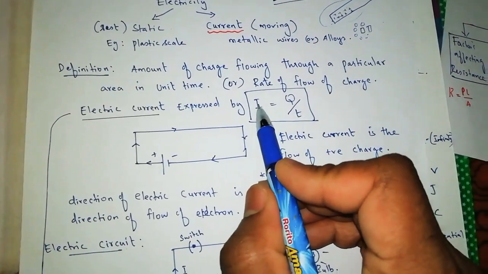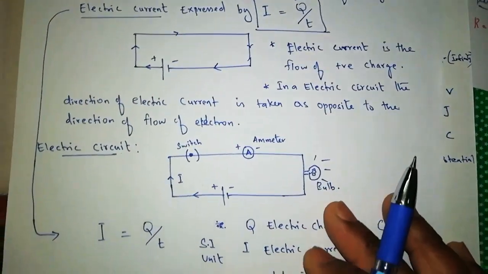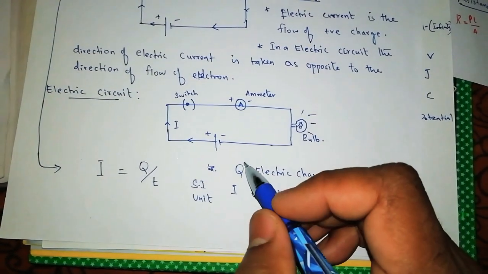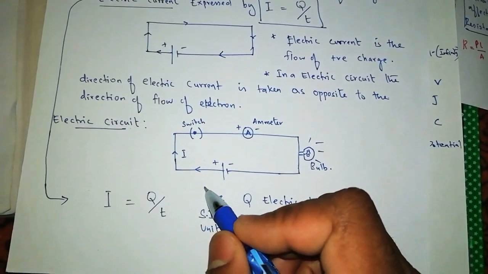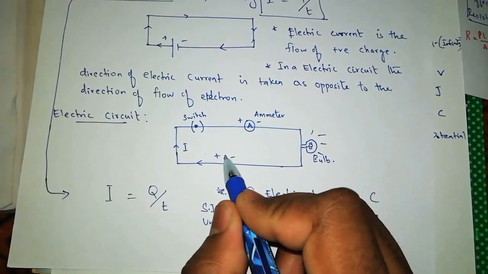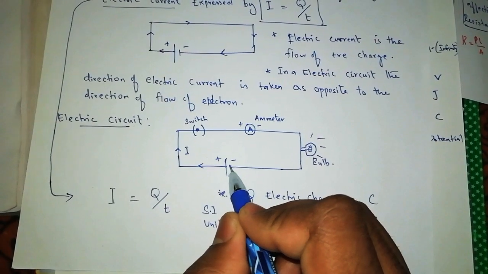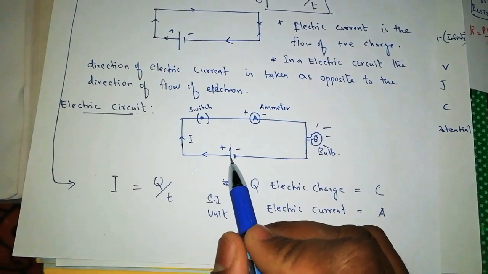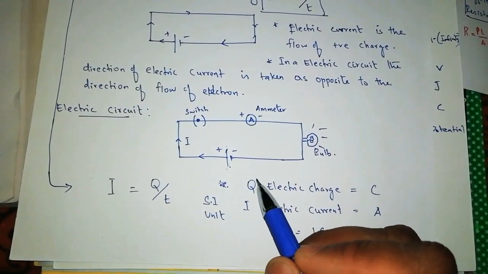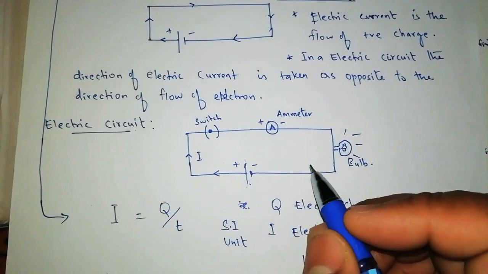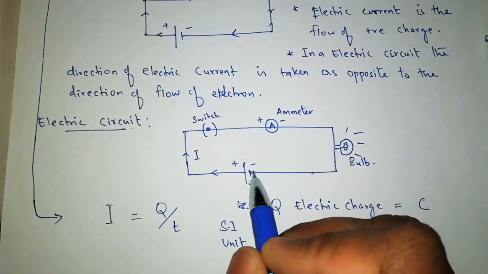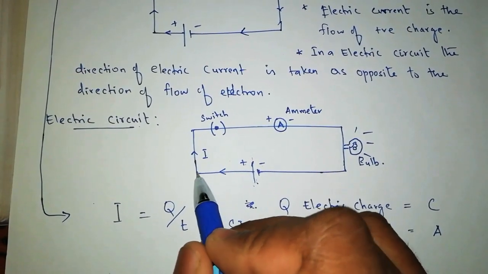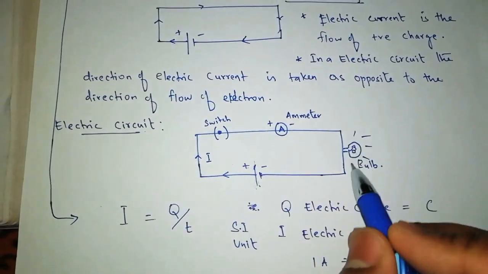How is it expressed? I. What is I? I is always used to represent electric current. So whenever there is an electric current, this is a circuit. You can see there is a cell in the circuit. The big line is positive and the small line is negative, and this is a circuit. In the cell, the positive is the big line and the negative is the small line, and always the electric current flows from positive to negative.